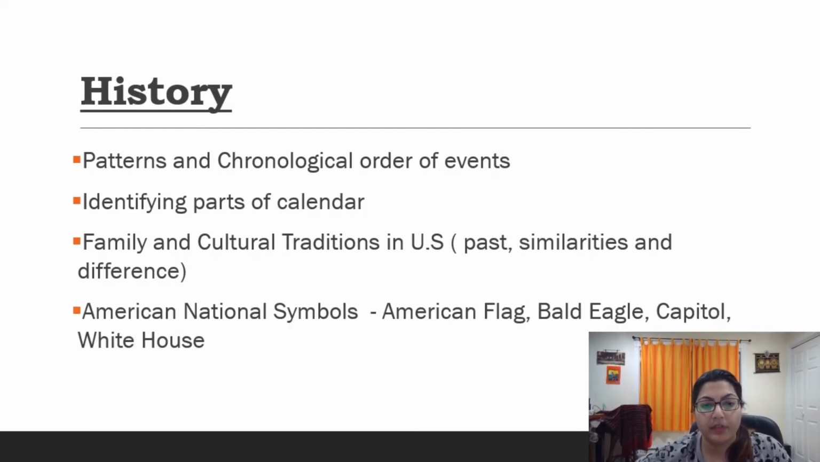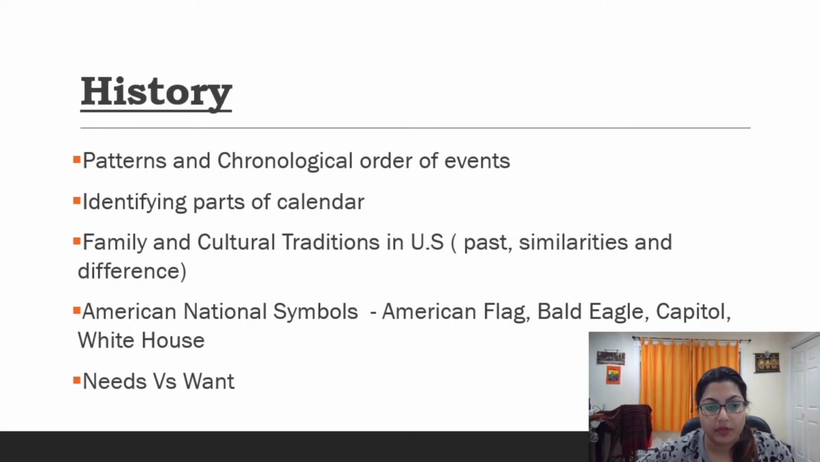Then we have American national symbols. There we will talk about the American flag, bald eagle, Capitol, and White House. It's basically identification of different national symbols, and a little bit of what they represent, because they have more detail about this in the next grade. So it's what it looks like, identifying it, and what the different parts represent, or just sticking to what the different parts of the symbol are. We don't have to go much into detail about representation at this level, but if your child is advanced, just go for it, because they have to do it anyway in second grade.